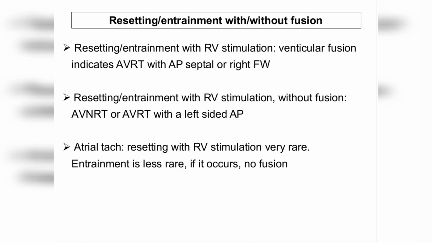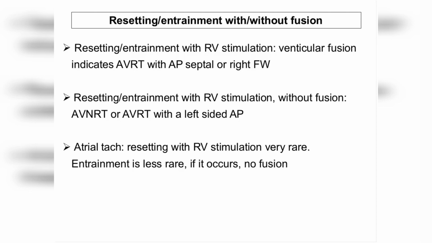This is extremely important because if resetting and entrainment occurs with ventricular fusion, that indicates that there are different sites of entrance to the ventricle and exit from the ventricle to the circuit. And these separate sites can only occur in the presence of an accessory pathway. And actually, we have shown years ago that this is the case when you have a septal or right free wall accessory pathway and you pace from the right ventricle.